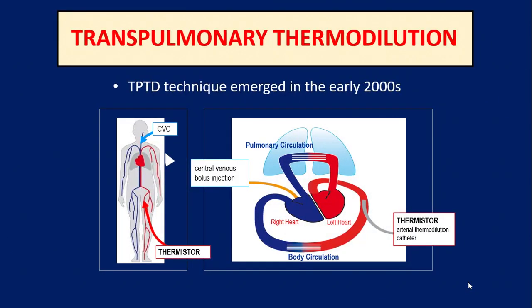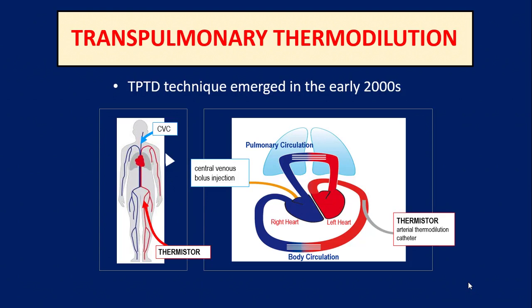Coming to what is transpulmonary thermodilution. There are two types of thermodilution you know. One is done by the pulmonary artery catheter and the other is transpulmonary. With the pulmonary artery catheter, thermodilution is done through the central line, and we are measuring at the pulmonary artery. So we are just measuring the changes which have happened in the right heart.